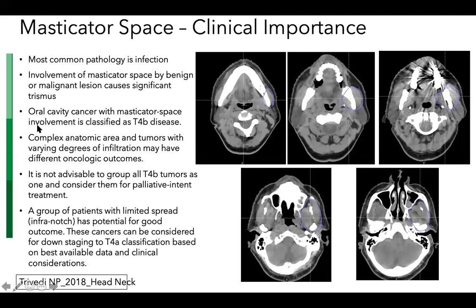So as we know, that involvement is classified as T4B disease. This is a complex anatomic area, and tumors may have, as I already discussed, different outcomes depending on whether they are supranotch or infranotch. And we should not classify anyone who has an involvement in the posterior part as inoperable and fit only for palliative treatment or only for concurrent chemoradiation. So I've already discussed this.